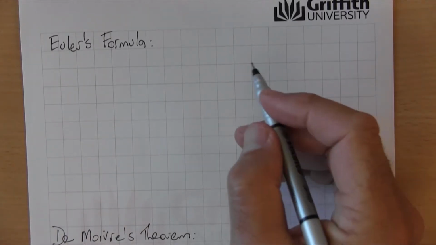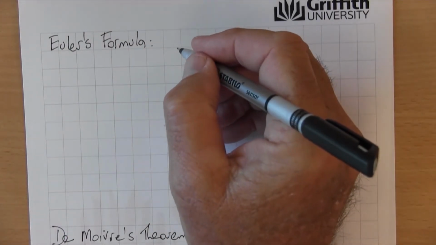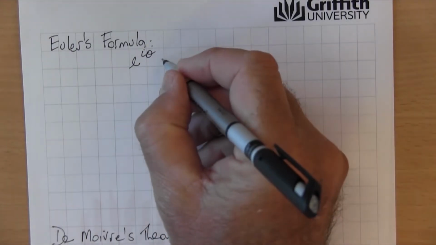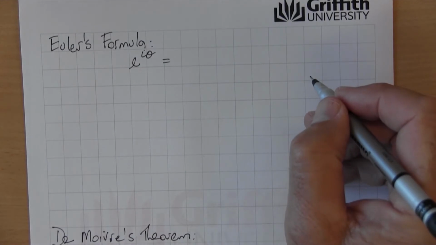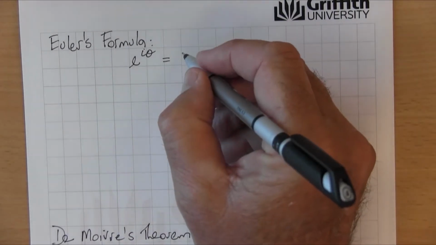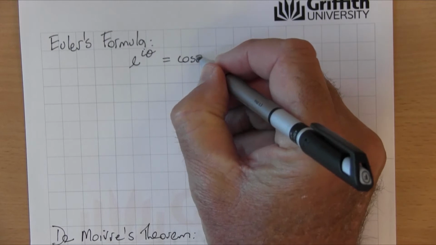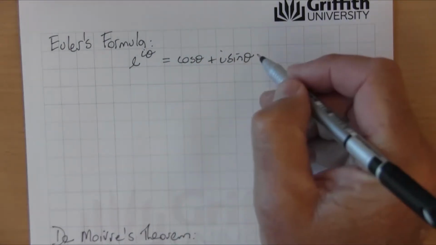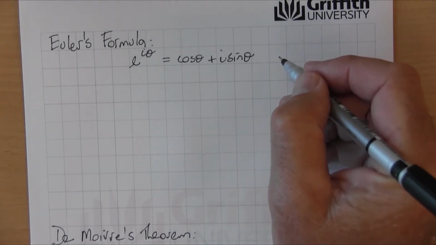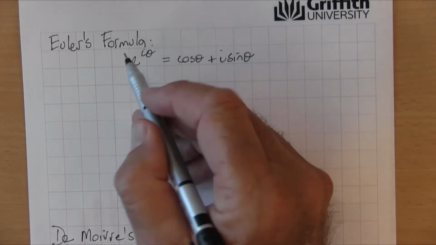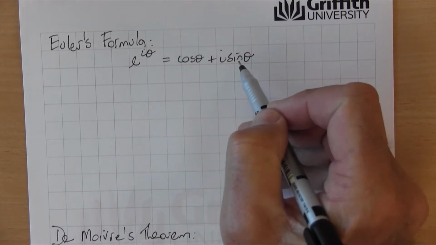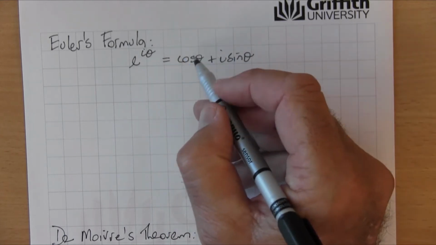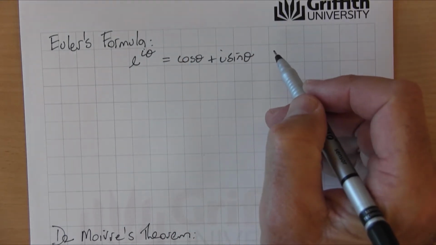If we look at the Taylor's series and the expansion of e to the i theta, we can show using Taylor's that this simplifies to cos theta plus i sine theta. Now this is done quite extensively in your notes and I'm not going to go through that right here, but it's a very useful formula. This is called Euler's formula, that e to the i theta equals cos theta plus i sine theta.